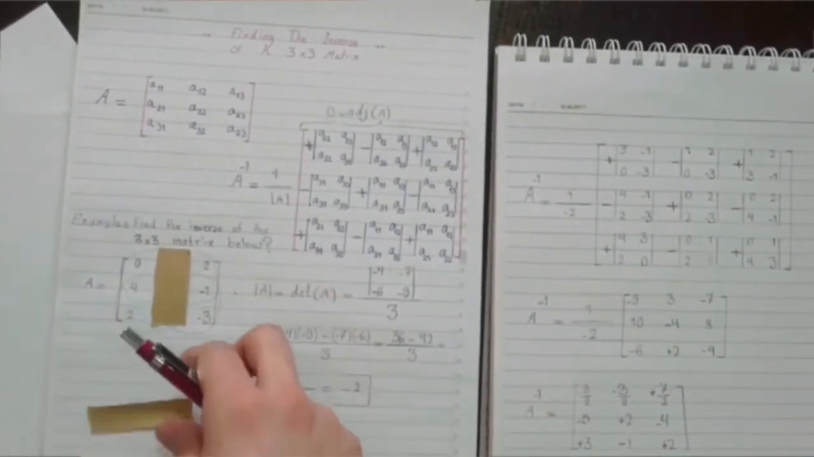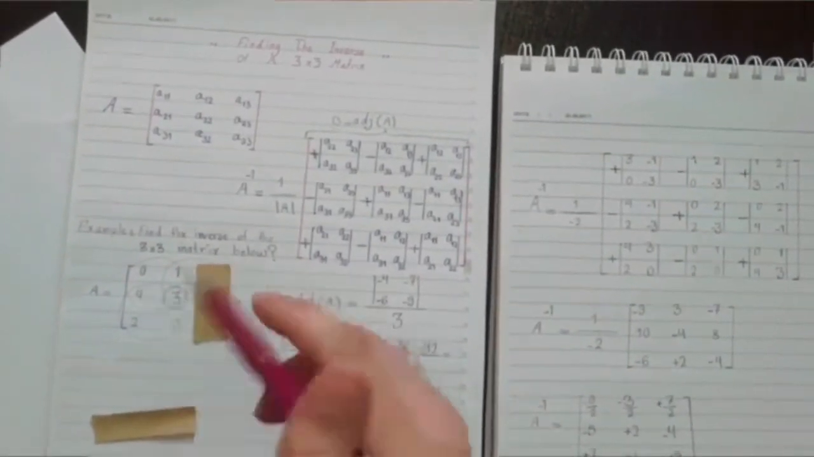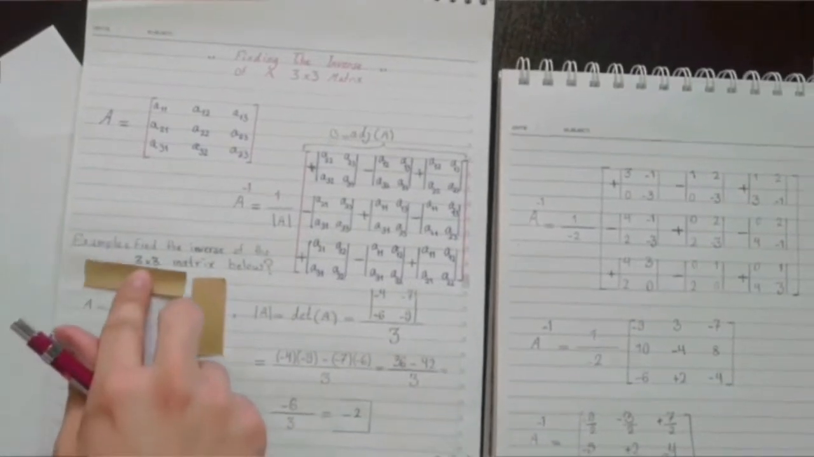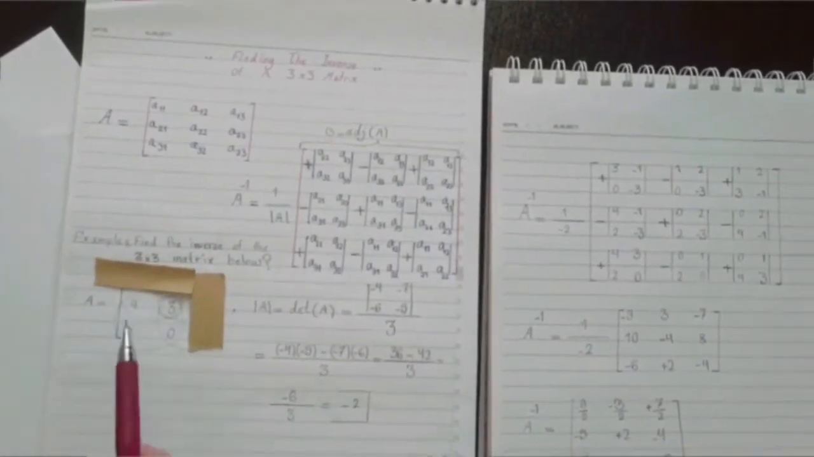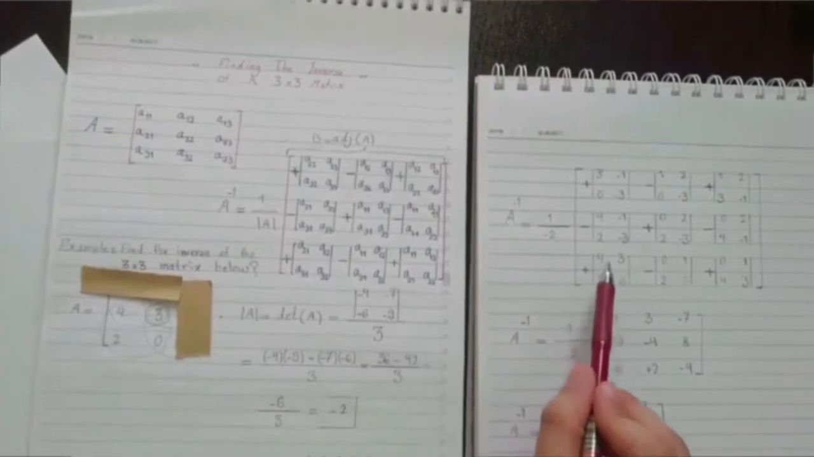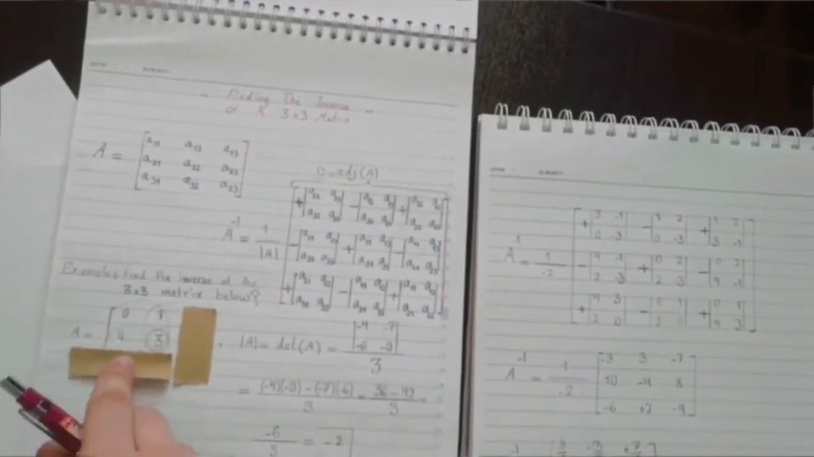The entry b sub 3,1 is equal to the determinant of the matrix ignoring the third column and the first row, which is going to be 4, 3, 2, 0, okay? And the next entry is going to be 0, 1, 2, 0, and the next entry 0, 1, 4, 3.